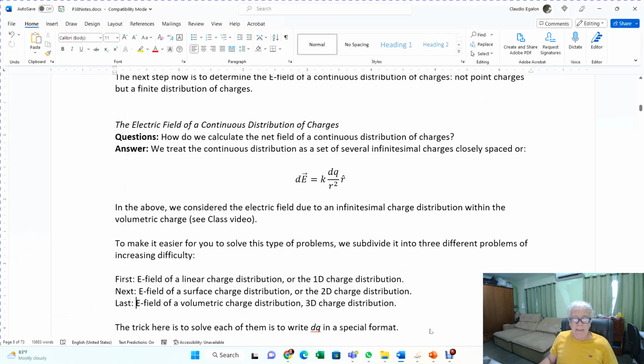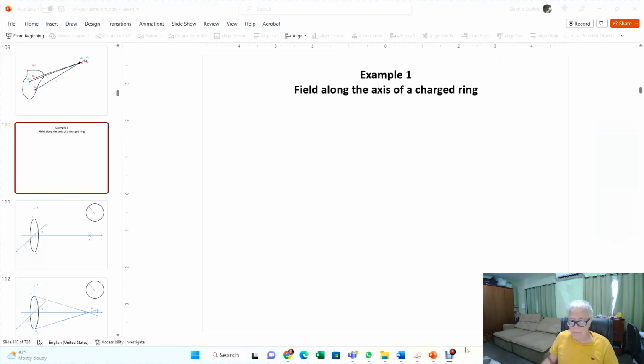In a mathematical sense, you write down the infinitesimal electric field of each of those infinitesimal charge contributions, right? And you sum the contribution of each one. Okay, and that's the equation that you use, the infinitesimal electric field, dE = k dq over r squared r hat. That's the first numerical problem we're going to solve, okay? It is the field along the axis of a charged ring.